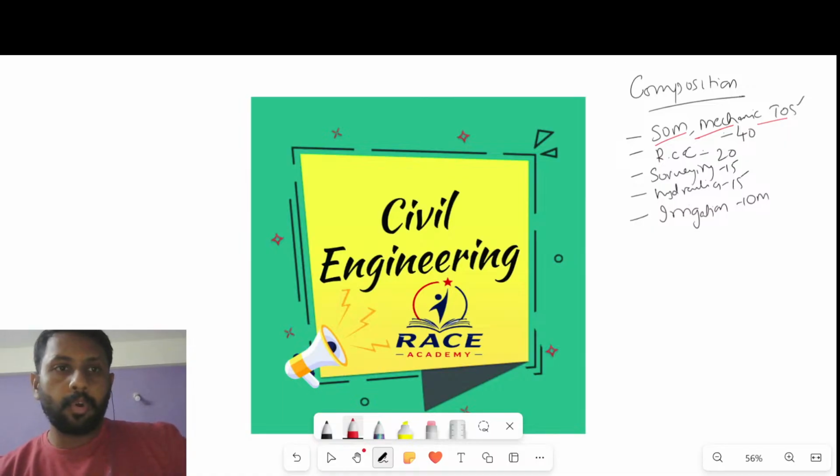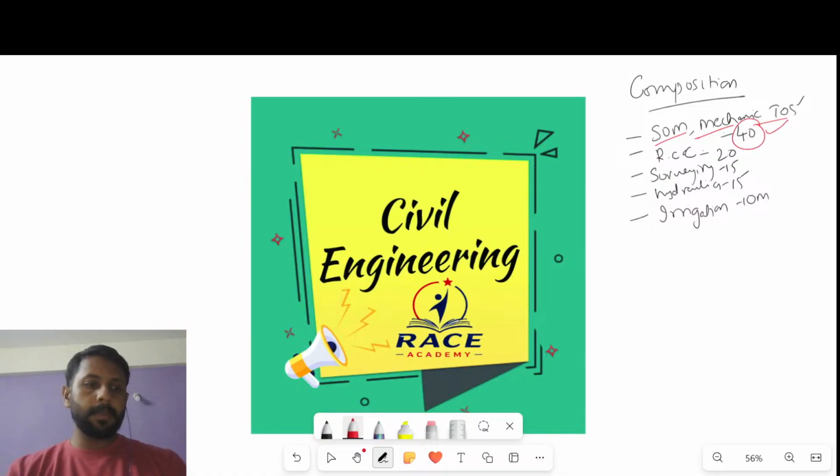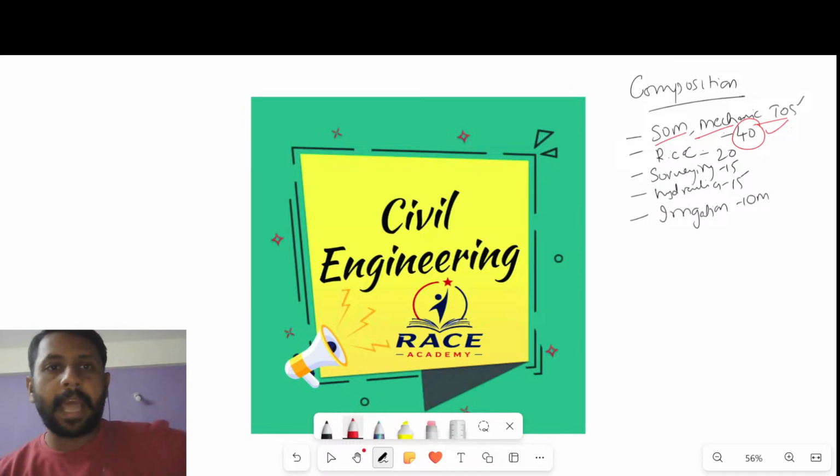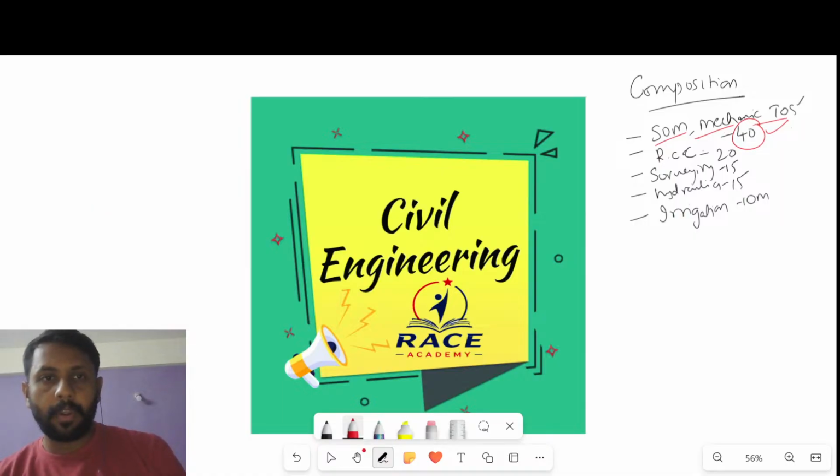Okay, so because mechanics of solids and theory of structures is going to carry 40 marks, let's begin with mechanics of solids and theory of structures. So today we are going to discuss mechanical properties of materials. What are these mechanical properties of materials, and what are those properties? How do you find out those properties? What is the experiment, or how are you going to calculate those values? All that we are going to see in today's class about mechanical properties of materials.